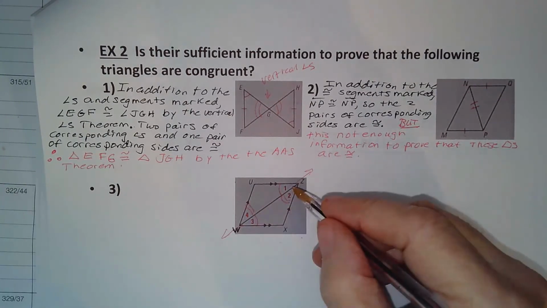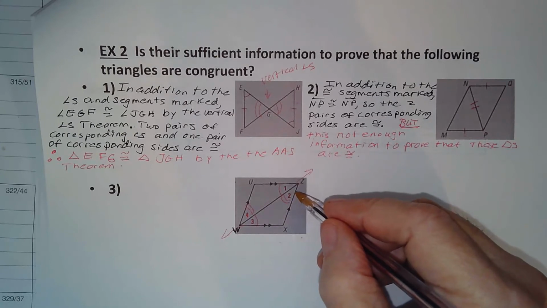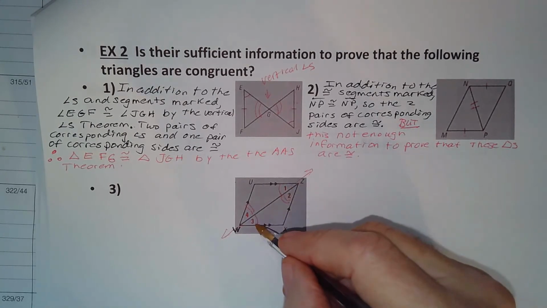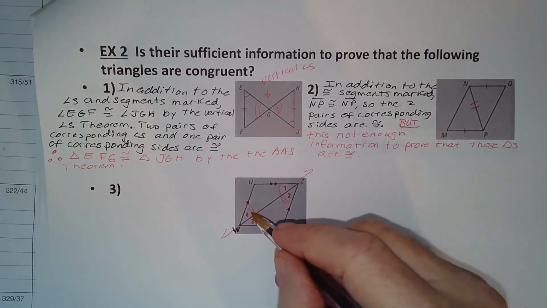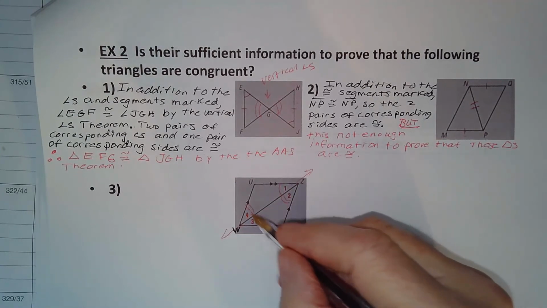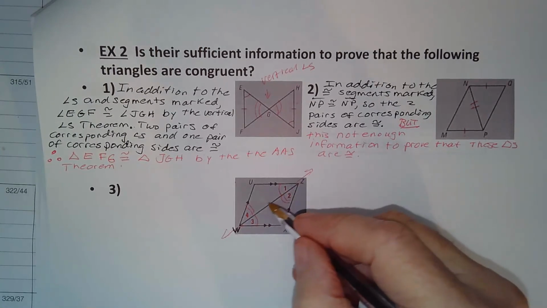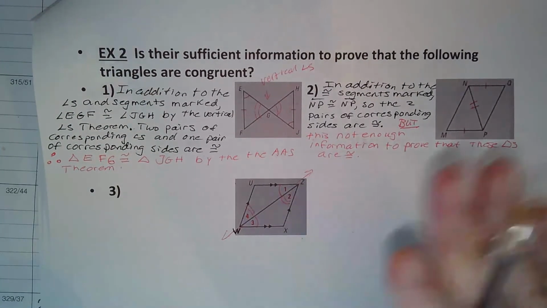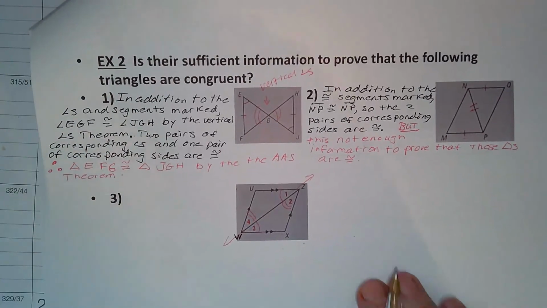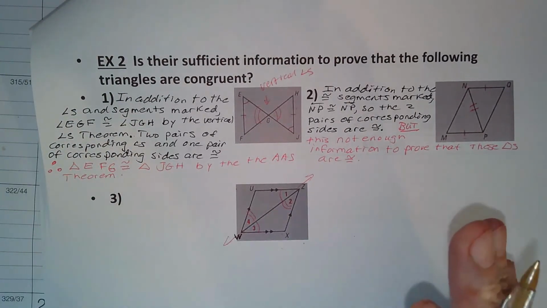Now we can't say that angle 1 and angle 2 are congruent. We can only say that 1 and 3 are congruent, and we can say that 2 and 4 are congruent, but we can't conclude that 1 and 2 are congruent to each other and 4 and 3 are congruent to each other. That doesn't work with what we have learned in the past.